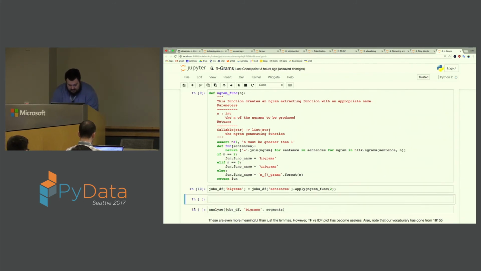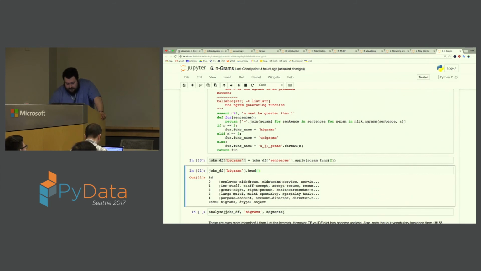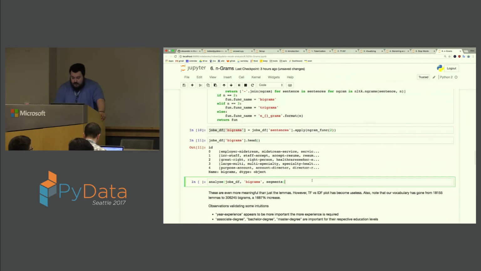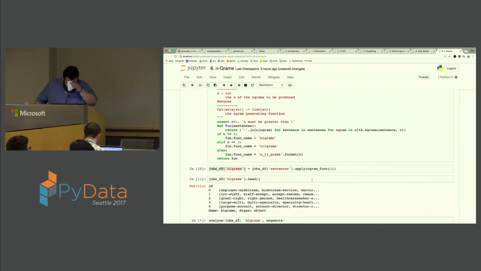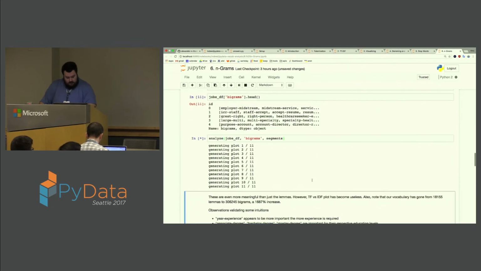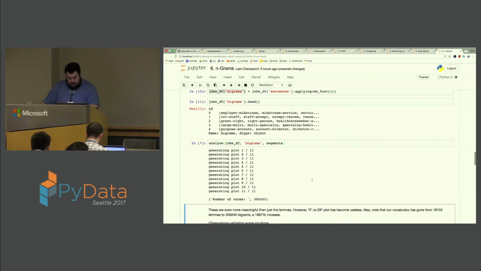Actually, let's take a look at these. Employer midstream service something. ICR staff accept resume. Okay, so that's sort of what we expected. So let's analyze it. As you can see, we are going to see a much larger set of terms here. We're going to see a 1,600% increase in our vocabulary size with this.